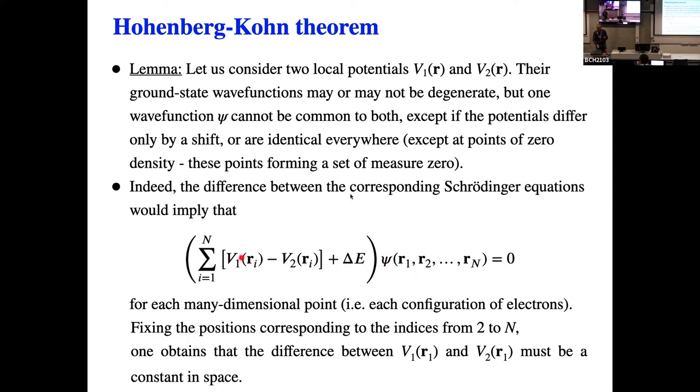And so it means that whatever the difference between the potentials, I need to have V1(R1) minus V2(R1) plus a given constant, times psi that only depends on R1, equal to zero. And that must be the case everywhere. So that's only possible if these two potentials differ by a constant. Okay, so this is the lemma. If I have two different potentials, the corresponding Hamiltonians cannot have a wave function that is common as an eigenfunction. Otherwise, that means that the two potentials are just shifted by a constant.